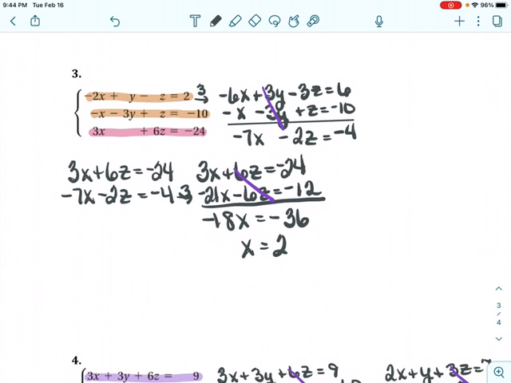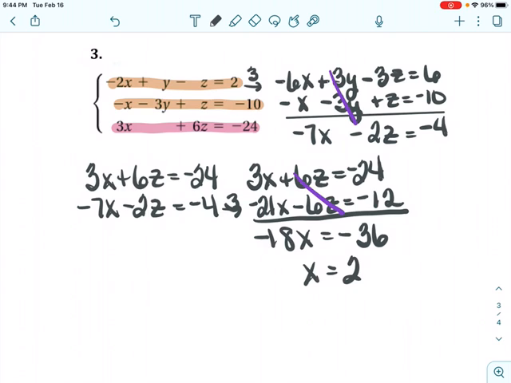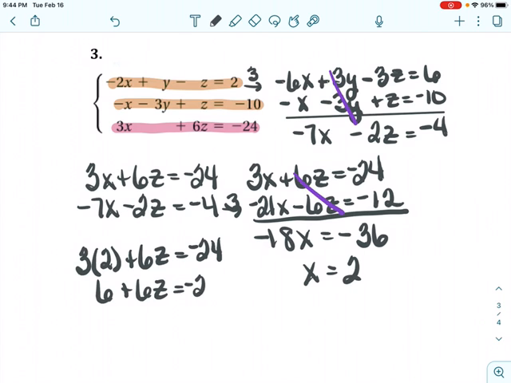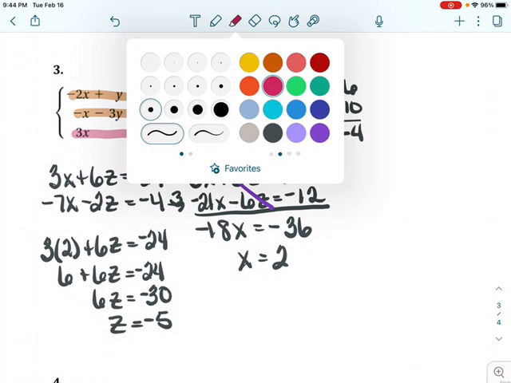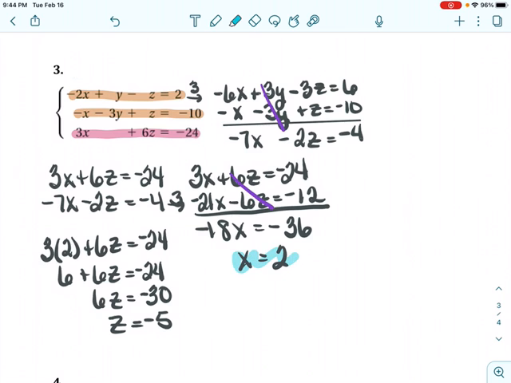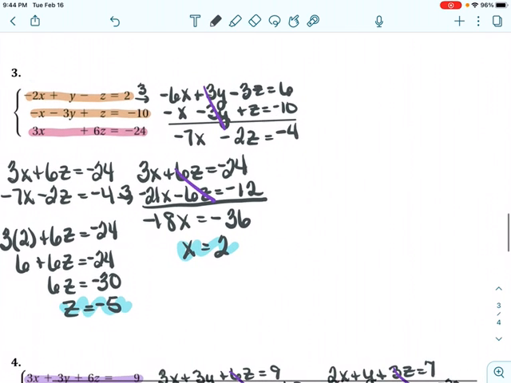All right, so now that we have x, we're going to come back over and find z. I'm just going to use the top equation. So 6 plus 6z equals -24. 6z equals -30. Z is -5. Okay, so again, once we have an x, we have a z. Now I'm going to go find the y. I'm just going to use the top equation.